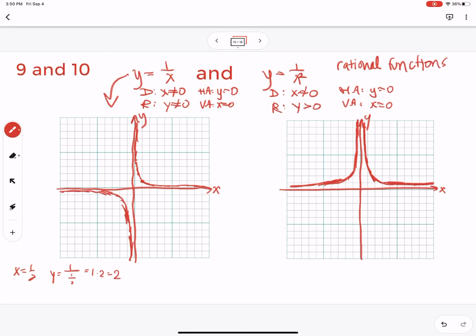For these, it's going to be up, down, left, right shifts. I'm going to do 1 or 2 examples for you guys. When you shift up, down, left, right, I expect those asymptotes to also shift up, down, left, right. So please do so accordingly.